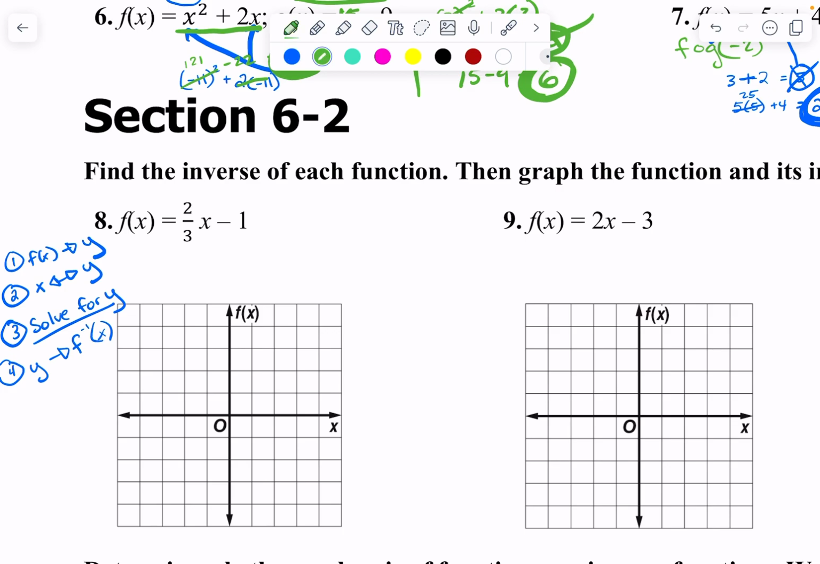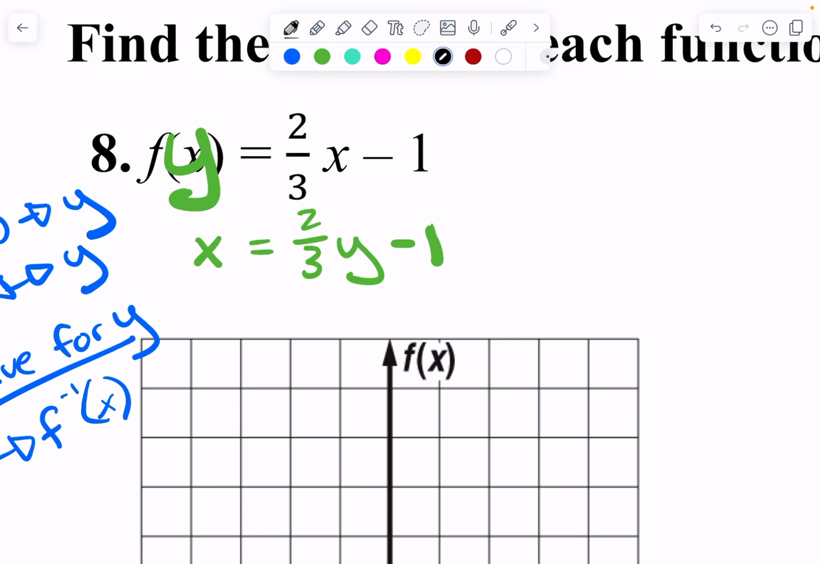All right, so a lot of people will do step 1 and 2 at the same time. F of x becomes y, and then I switch them. The y becomes x and the x becomes y, so I've got it like this. And then I have to rearrange and solve for y in step number 3. So I'm going to get this guy by itself. So I'm going to add the 1 over first. X plus 1 equals 2 over 3y. And then I have to divide by 2/3, but rather than doing that, I'm going to multiply by 3 over 2.